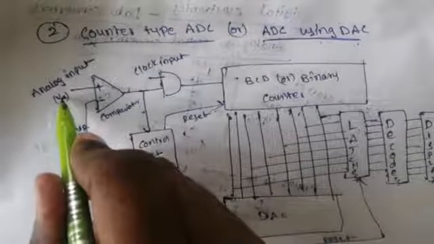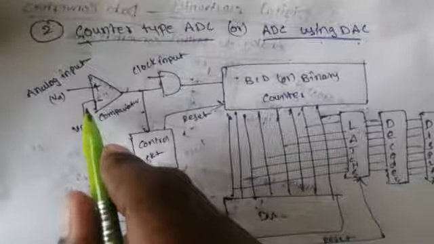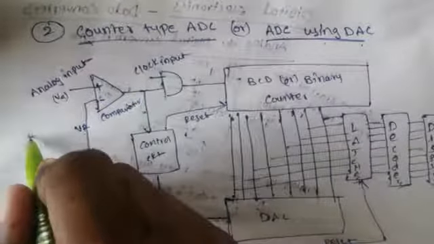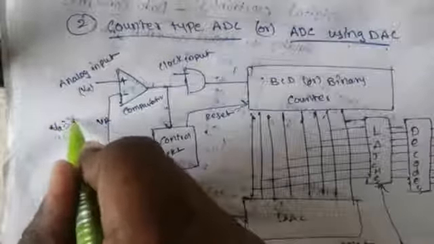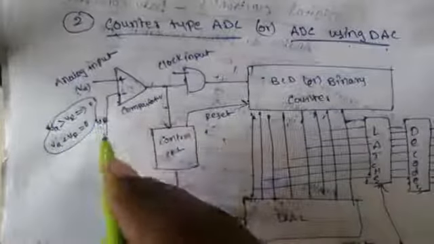Here it will have the analog input voltage and a reference voltage. These two will be compared here. The output will be either logic 1 or 0. If the analog input voltage VA is greater than VR, the output will be logic 1. If VA is less than VR, the output will be logic 0.